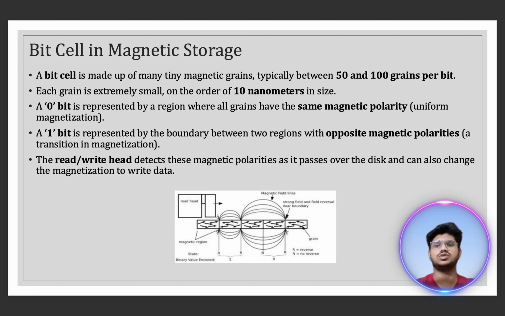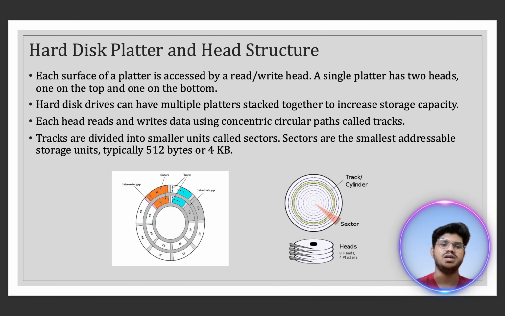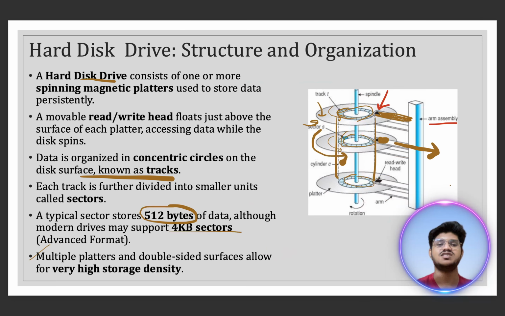Okay, so we have already seen that the size of a sector can be from 512 bytes to 4 KB. So let's say a typical sector stores 512 bytes of data. That means 512 into 8, that is 4096 bits of data, that is 4096 ones and zeros, are stored in a single sector.